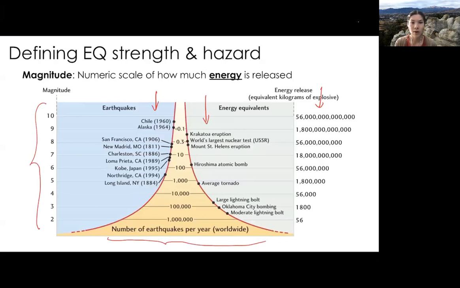So these are all somewhat older earthquakes, so we may only know of them through memory. But you can see the average tornado is coming in at a less than 5 magnitude scale. The Hiroshima atomic bomb is a little bit greater than 6 moment magnitude. Mount St. Helens is a little bit less than 8 moment magnitude. And the major earthquakes in the world, the Chile 1960 and Alaska 1964 earthquakes, were both above a magnitude 9. It's not really an energy equivalent event, and they're releasing somewhere in the trillions of kilograms of explosive.